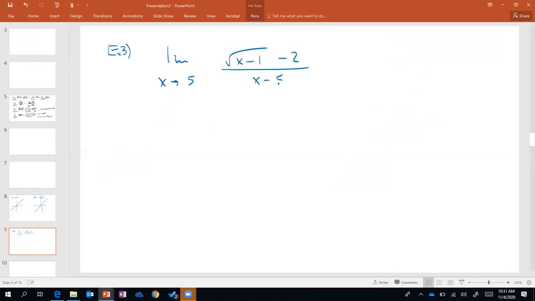Still a fraction, obviously. Do you think we can factor that guy down? No, I don't think so. If we square it, the problem with squaring it is you're still going to have the x minus 5 in there.